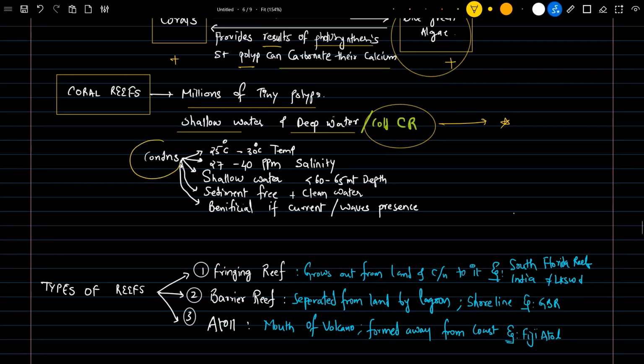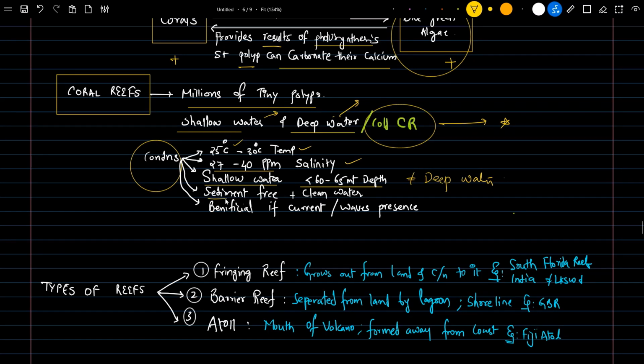So let's see what conditions are required for the formation of coral reefs. Coral reefs can be found where and when needed, so there are some conditions which should be satisfied. It basically needs 25 to 30 degrees temperature, and also 27 to 40 ppm, parts per million, salinity, and shallow water is needed, less than 60 to 65 meter depth. Here understand, it is not deep water, only shallow water. Here I told you corals can be in both shallow water and deep water, so we'll understand what the dichotomy or irony between these two statements is.